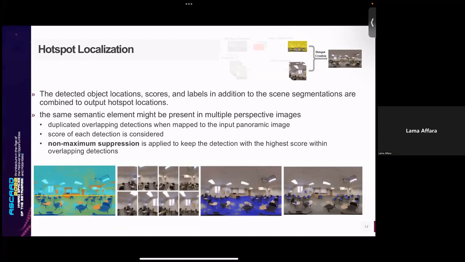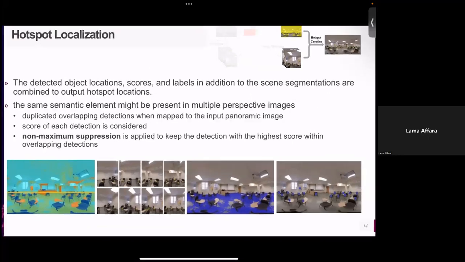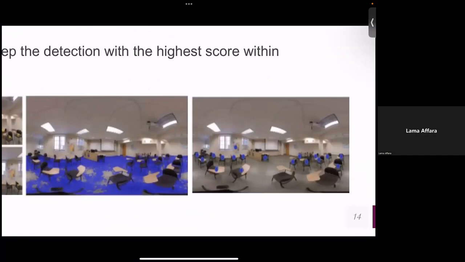We take the detection that has the highest score by applying non-maximum suppression. Maximum, so you suppress all the non-maxima. You take only the maximum scored object and then you identify it as a hotspot. And eventually you get a sense of the hotspots that are available within the environment.